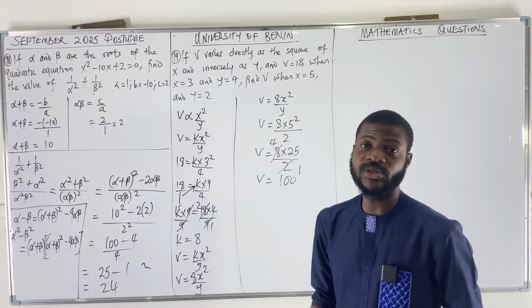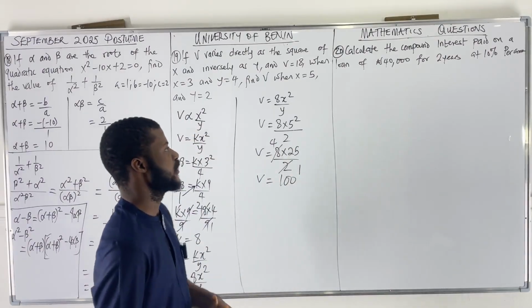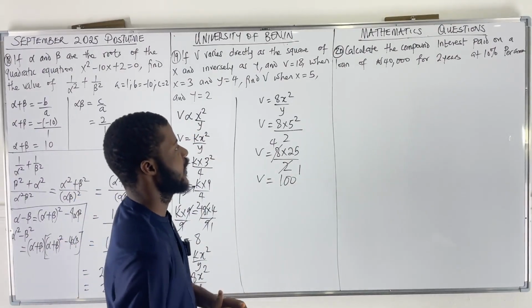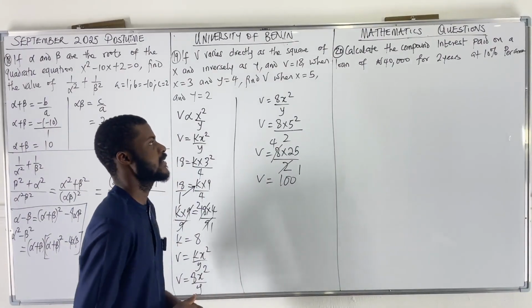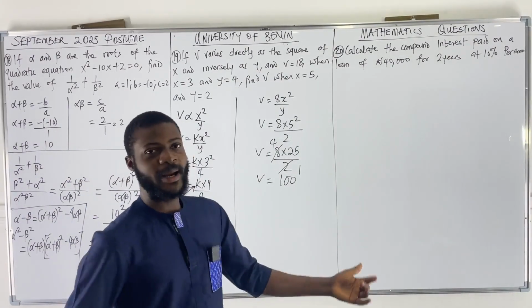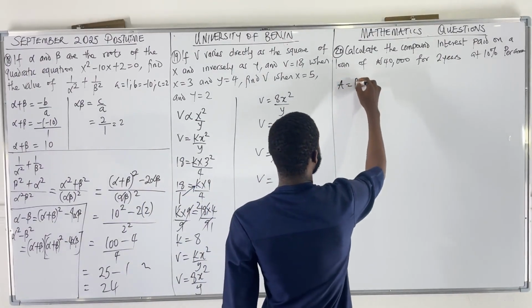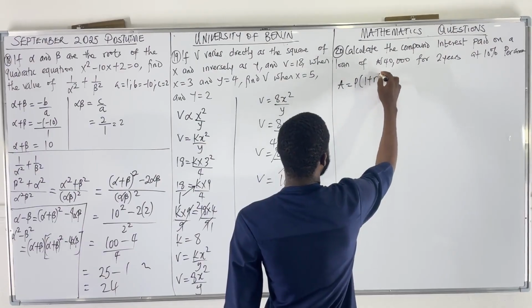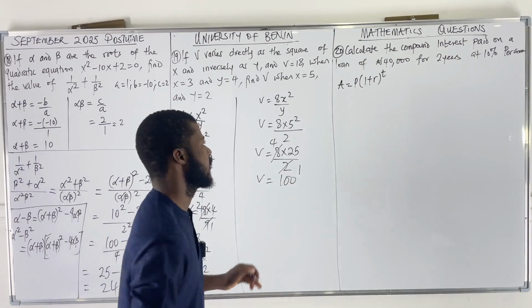Yeah. So question 20, that will be the last for today. This question says, calculate the compound interest paid on a loan of 40,000 naira for 2 years at 10% per annum. So for a start, now compound interest, let's get the amount first. So amount is principal into 1 plus rate to the power of time. That's the formula.